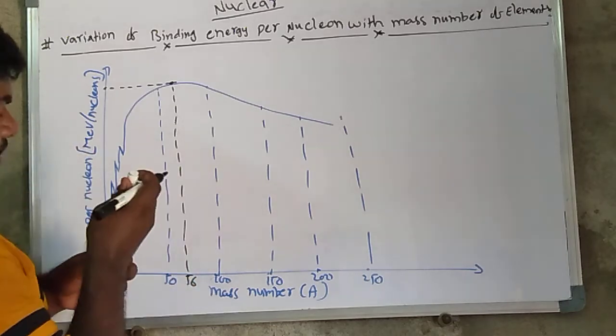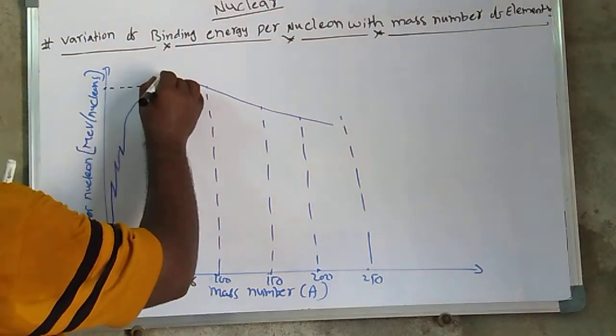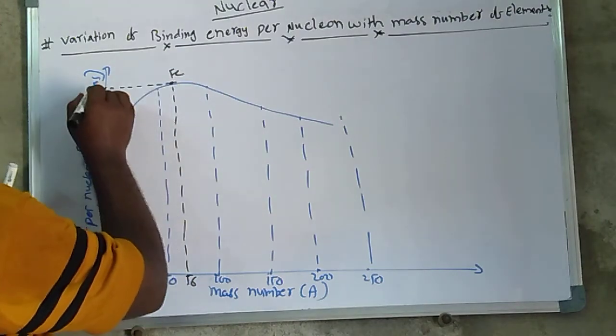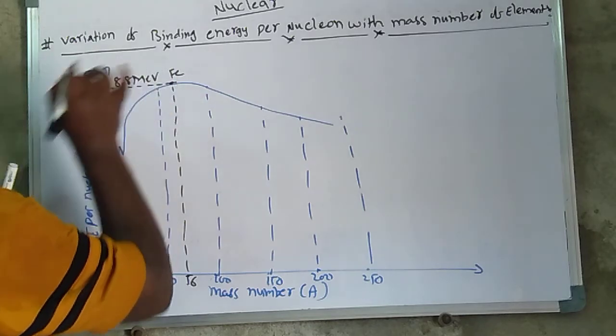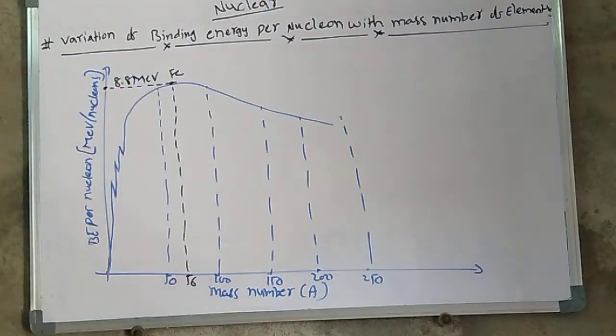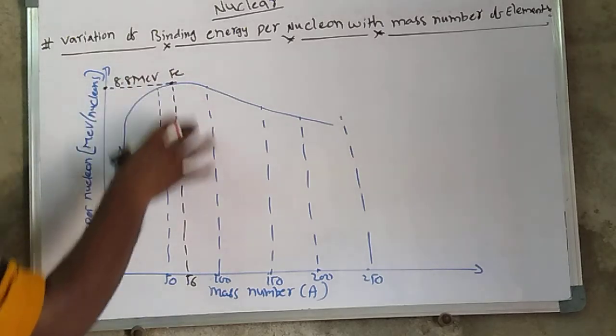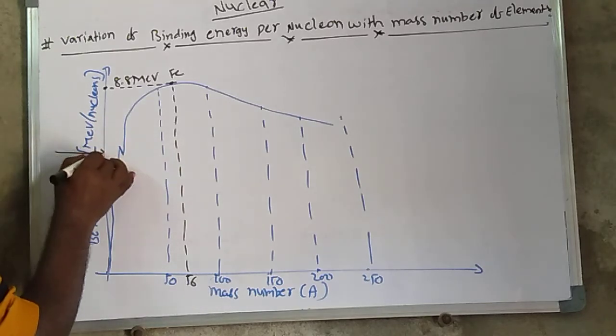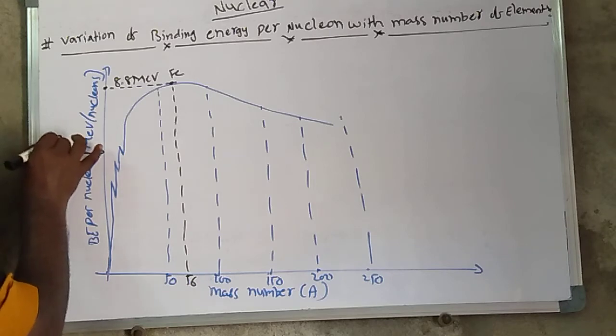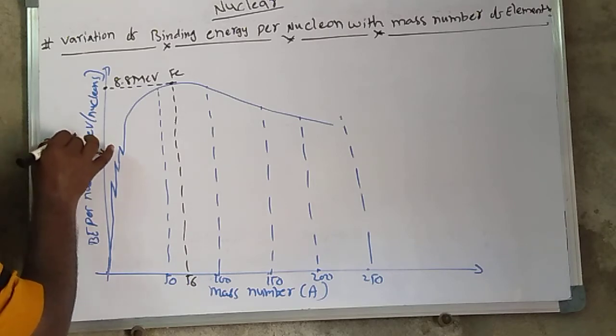We already discussed this previously: iron 56 has 8.8 mega electron volt. The average binding energy per nucleon over this graph is near 7.7 mega electron volt.